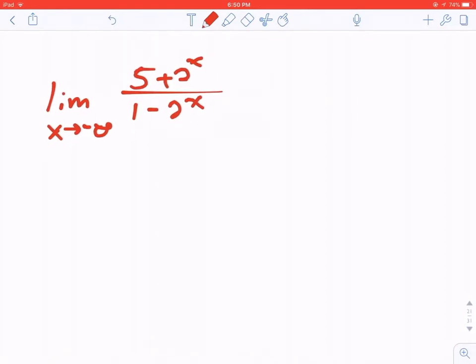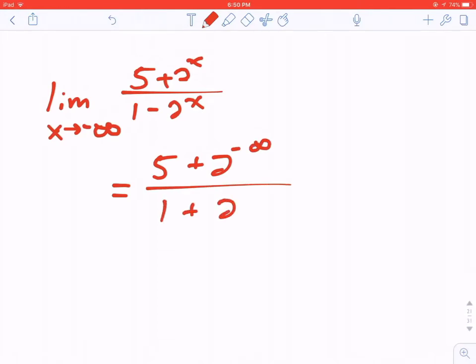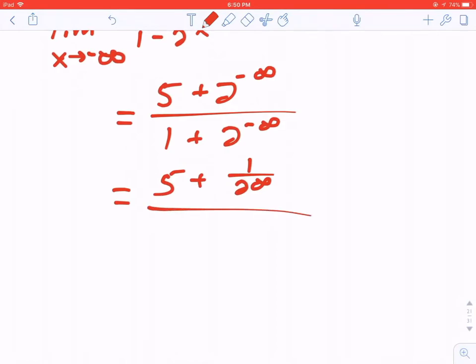So, if we were to put negative infinity in here for our x's, which mathematically you can't do, but the concept is sound, mathematically it isn't. I'm going to do it anyhow, just to show you what this simplifies to. If you don't want a negative exponent, you reciprocate the base. This is going to be 5 plus 1 over 2 to the infinity over 1 plus 1 over 2 to the infinity.